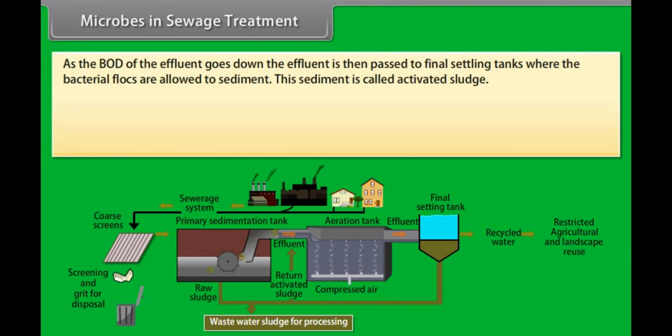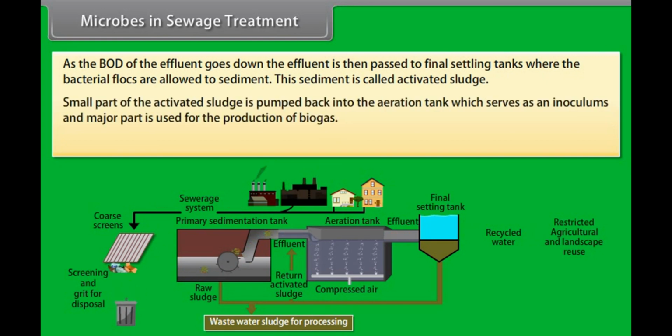As the BOD of the effluent goes down, the effluent is then passed to final settling tanks where the bacterial flocs are allowed to sediment. This sediment is called activated sludge. A small part of the activated sludge is pumped back into the aeration tank, which serves as an inoculum, and the major part is used for production of biogas. The recycled water is used for agricultural uses. Microbes in production of biogas.